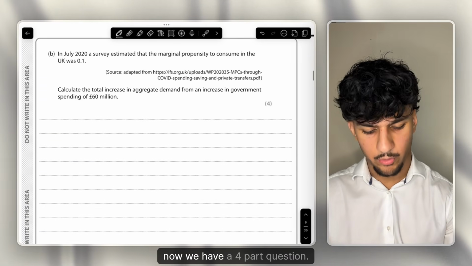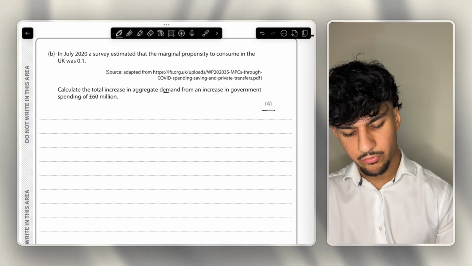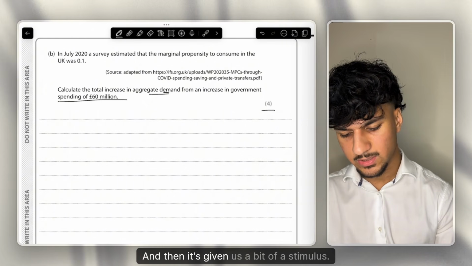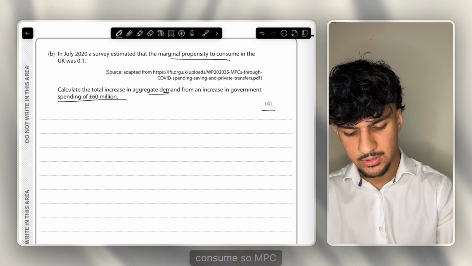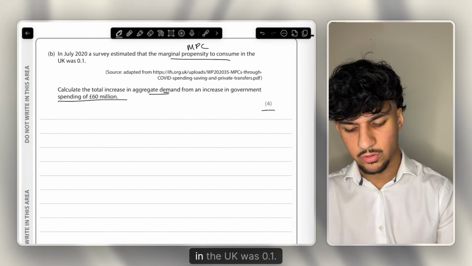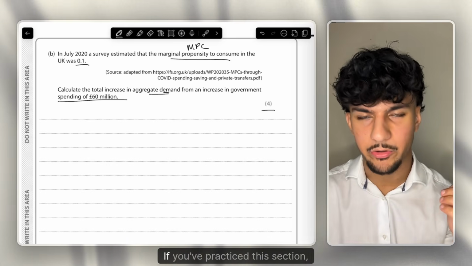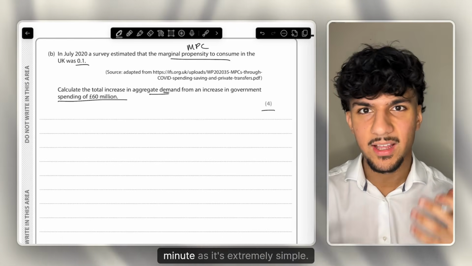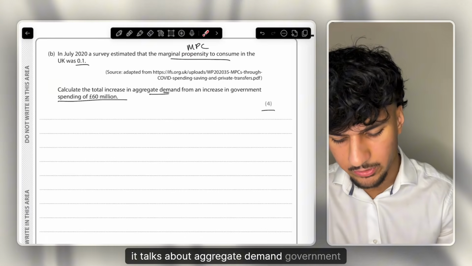So now we have a 4-part question. Calculate the total increase in AD from an increase in government spending of 60 million, and then it's given us a bit of a stimulus. So June 2020 estimated the marginal propensity to consume, so MPC, in the UK was 0.1. And this is why I encourage going through every single past paper. If you've practiced this section, this is 4 marks, but you can pretty much get this done in a minute, as it's extremely simple. So of course, it mentions MPC, it talks about aggregate demand, government spending.